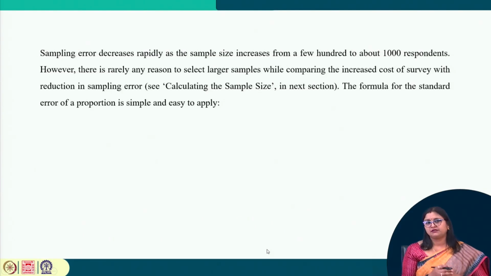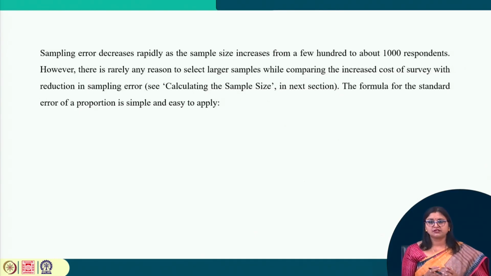Then sampling error decreases rapidly as the sample size increases from a few hundred to about 1000 respondents. However, there is rarely any reason to select larger samples when comparing the increased cost of the survey with the reduction of the sampling error. If you are going to calculate, you will take the sample size.